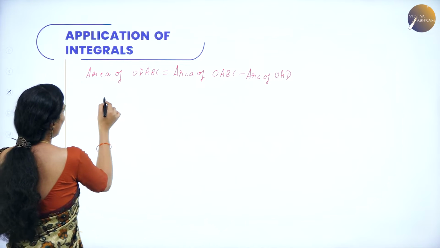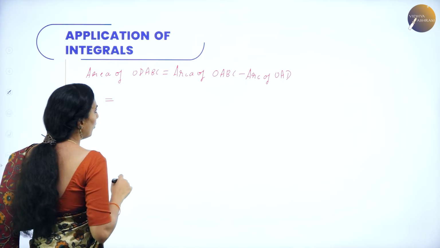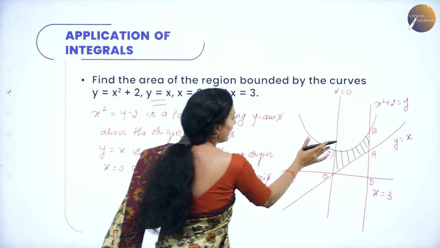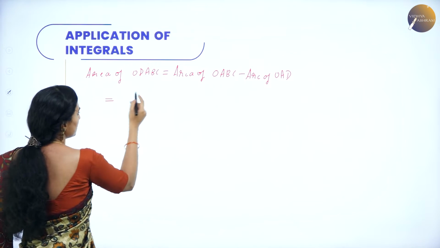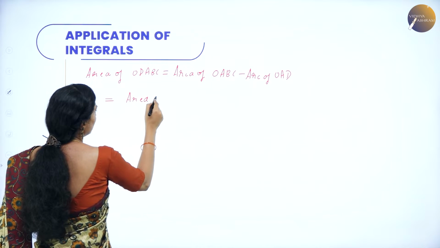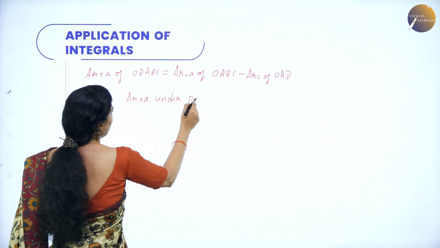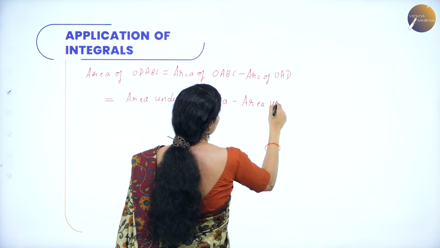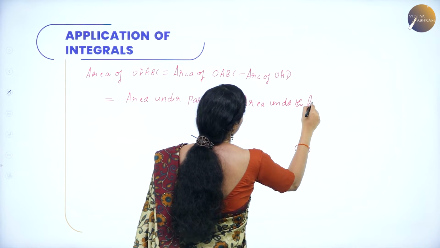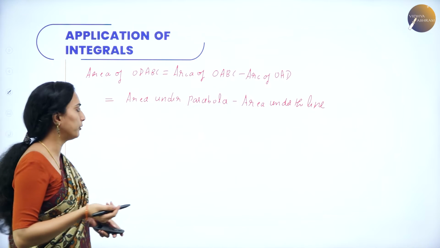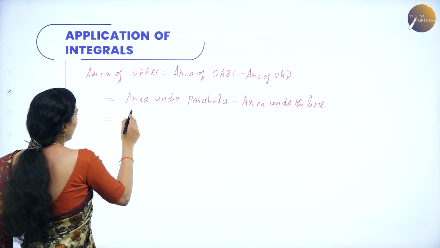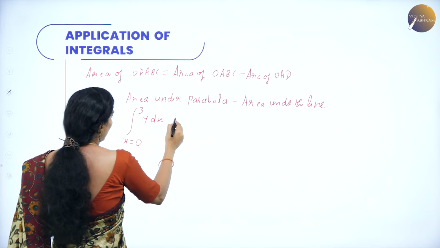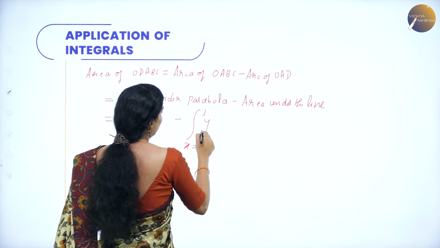Now here, area of OABC: x will be varying from 0 to 3, correct? OABC is the area under the parabola. So let me write that. This is the area under the parabola minus the area under the line. Which implies x varies from 0 to 3, y dx for the parabola, minus x varies from 0 to 3, y dx for the line.